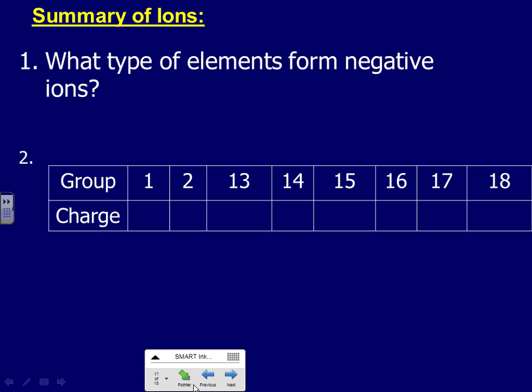And what type of elements form negative ions? Non-metals. Non-metals. And now for the charge. Now let's do the whole charge chart. Elements in group 1 tend to have what charge? We're going all the way across, right from the beginning. Elements in group 1 tend to have +1.